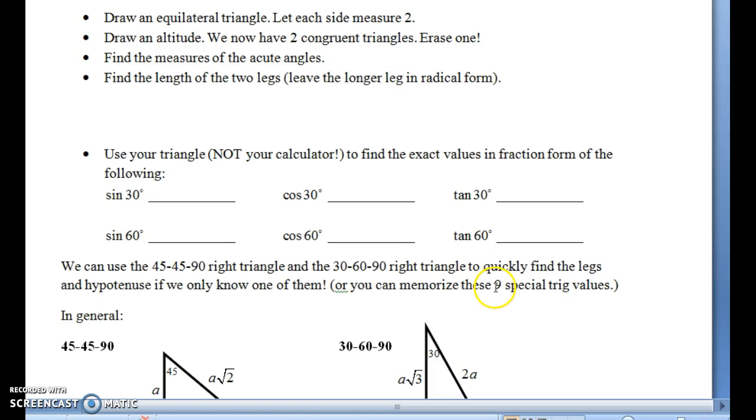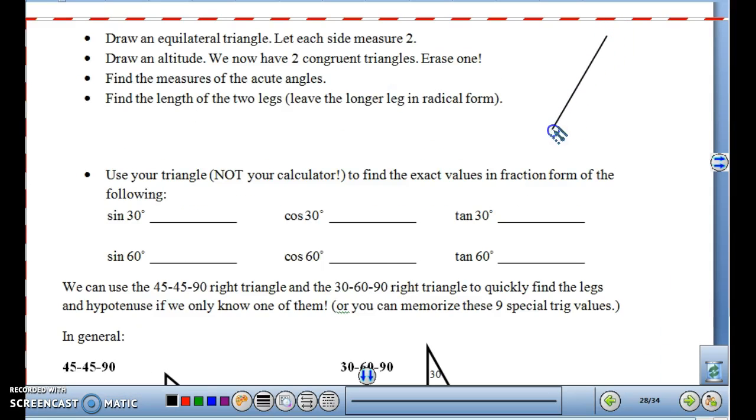Now, for the next special kind of triangle, we're going to start with an equilateral triangle. Remember, equilateral means all the sides are the same, so all three sides are congruent. Okay, so these three sides are now congruent, and let each side measure 2. So this side's 2, this side is 2, and this side is 2.